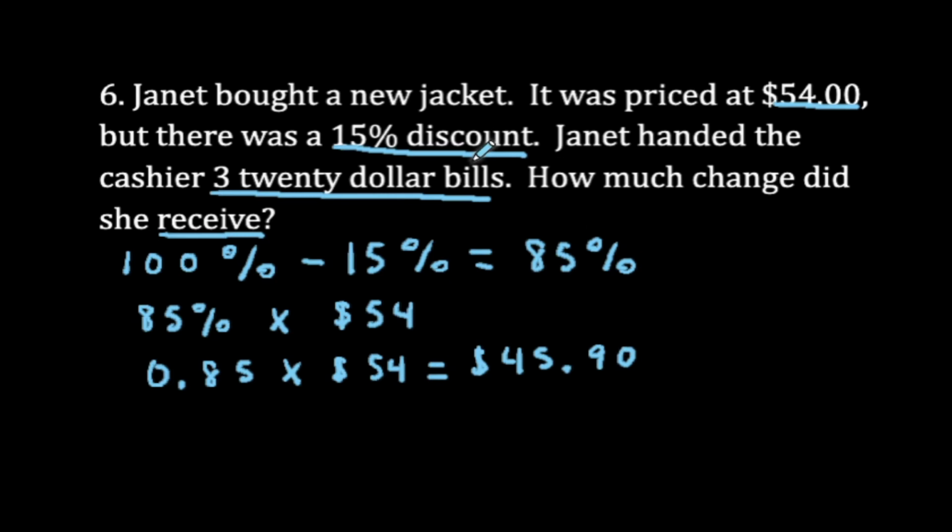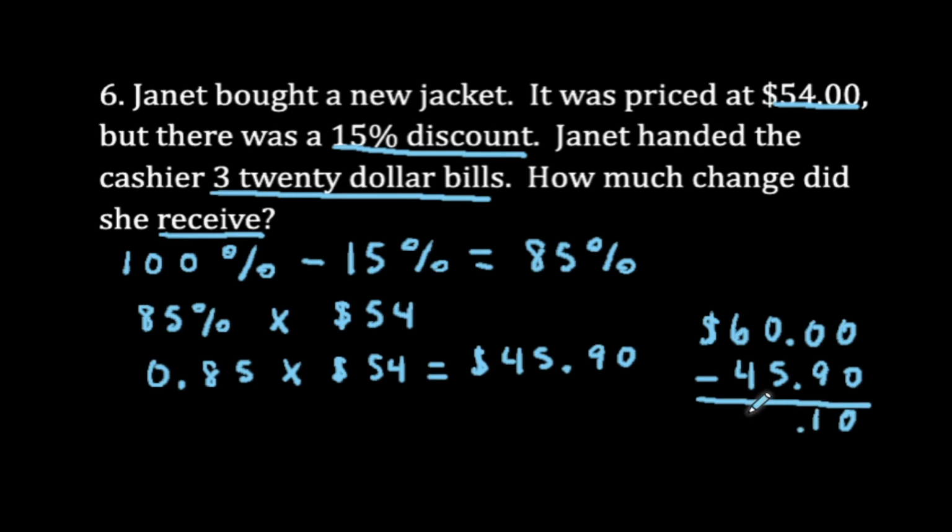But wait a minute, we're not finished yet, right? It says here that she handed the cashier three $20 bills. So how much did she hand the cashier? Well, 3 times 20 is 60, so we know that she handed the cashier $60 minus $45.90. And this will let us know how much change she ended up receiving. So she ended up receiving $14.10. Okay, so let's go on to number 7.